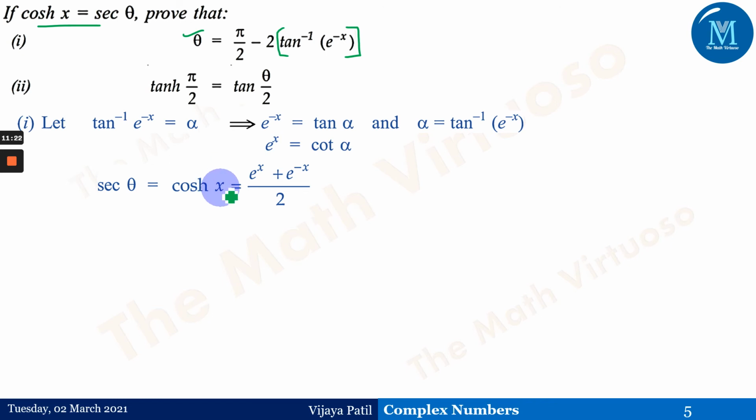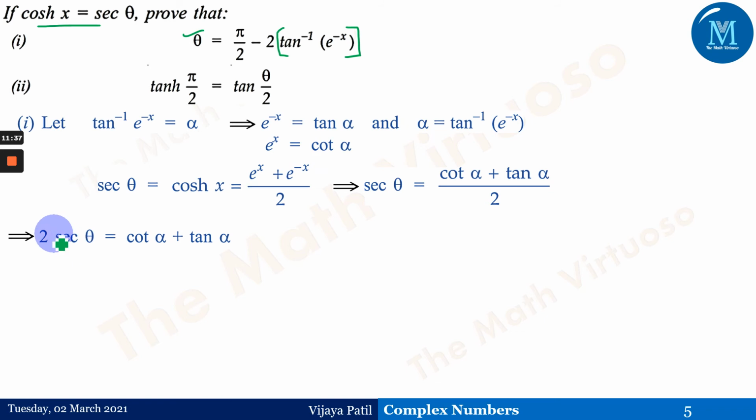But cos hyperbolic x is the formula having e to the power x plus e to the power minus x by 2. Just putting the values over here from whatever we have got, e to the power minus x as tan of alpha and e to the power x as cot of alpha. We have just put the values here. After putting the values, this 2 will come to the other side, and can be written as 2 sec of theta is equal to cot of alpha plus tan of alpha.